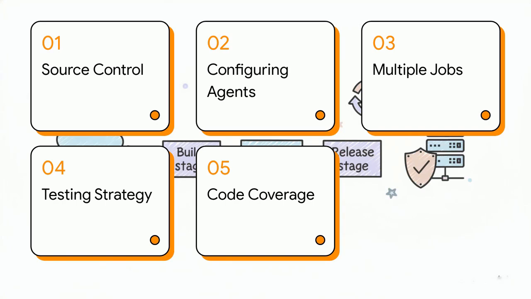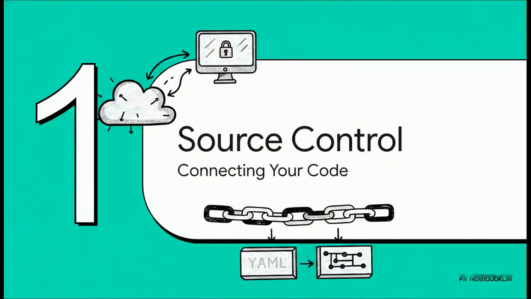So here is the roadmap for our factory tour today. We'll be hitting 5 key areas: connecting your source control, configuring pipeline agents, scaling with multiple jobs, the ultimate testing strategy, and finally, measuring code coverage. Let's kick things off with Section 1, connecting your source control.